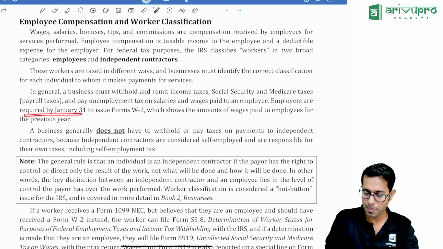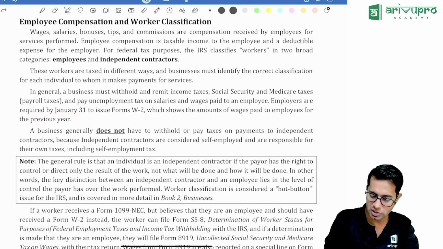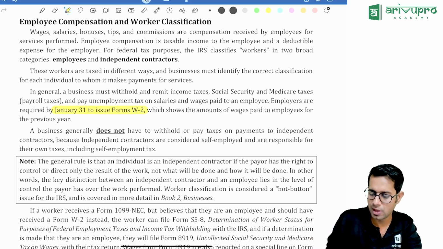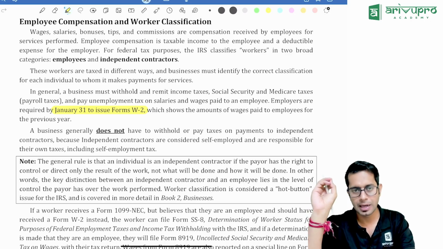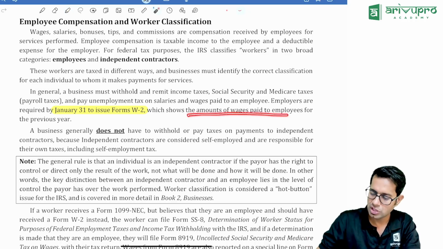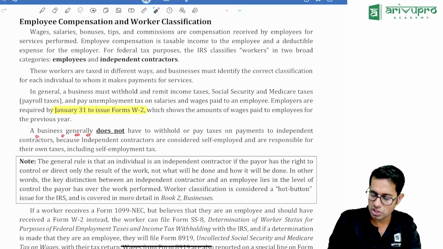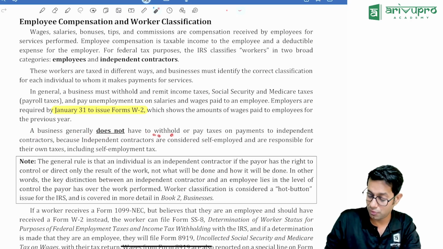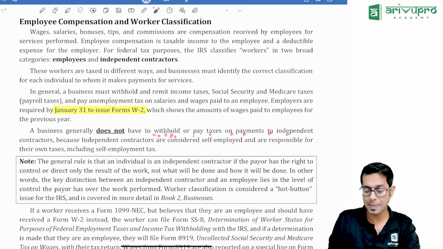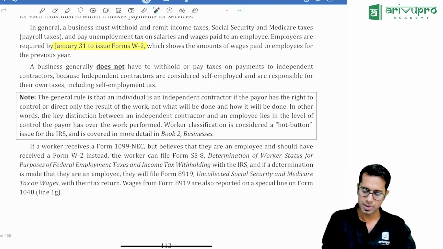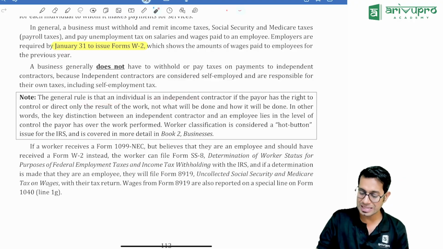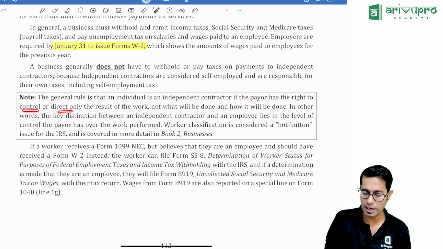Employers are required by 31st of January, sorry, once the year has ended, by the end of the first month of next year, to issue Form W-2, which shows the amount of wages paid to the employees for the previous year. A business generally does not have to withhold or pay taxes on independent contractors' income, because independent contractors are considered self-employed and are responsible for their own taxes. The general rule is that an individual is an independent contractor if the payer has the right to control and direct the result of the work.